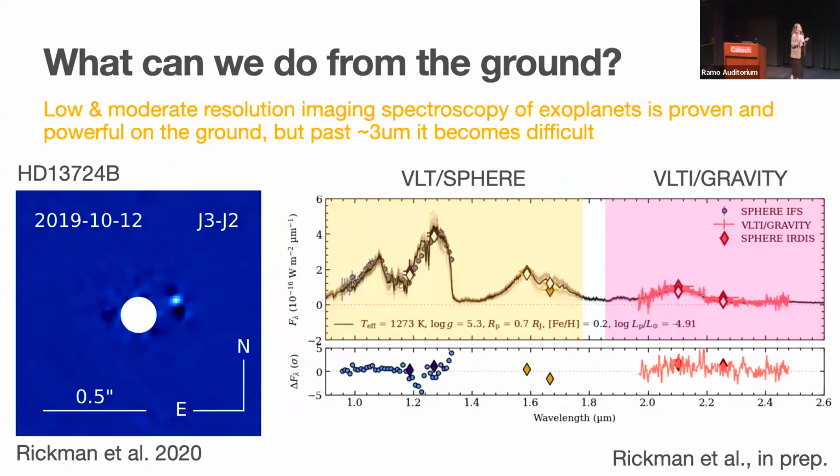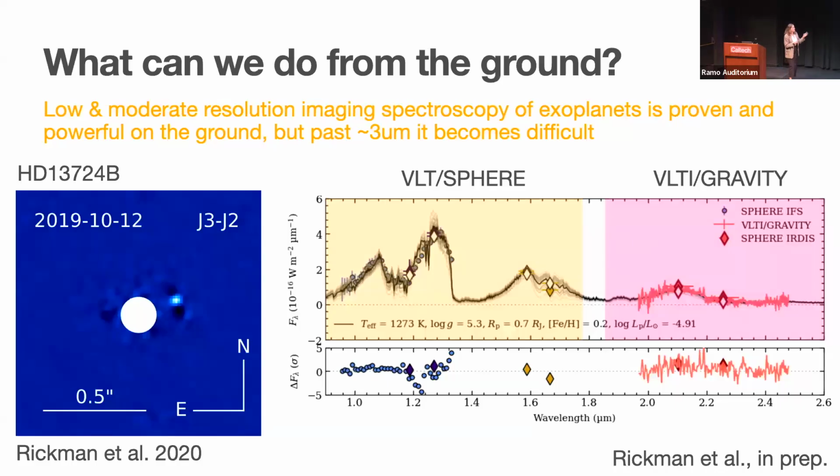So what can we do from the ground in terms of high contrast in supporting this multi-measurement approach I'm talking about? I'm just showing an example here of some lower resolution spectra that we have with SPHERE on the VLT, and then through to GRAVITY in the K-band at moderate resolution. There are many ground-based observatories that are covering this wavelength range in terms of what we're able to do with spectroscopy and coronagraphic imaging. This is a J-band image I'm showing on the left here from SPHERE. But beyond about 3 microns or so, it does become very difficult from the ground. The thermal emission becomes quite excessive.